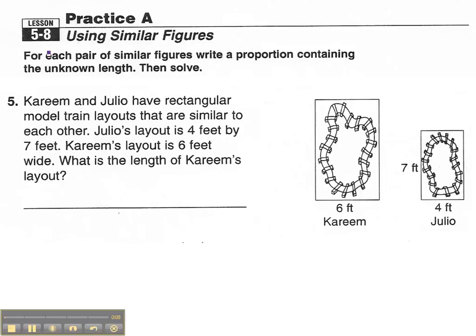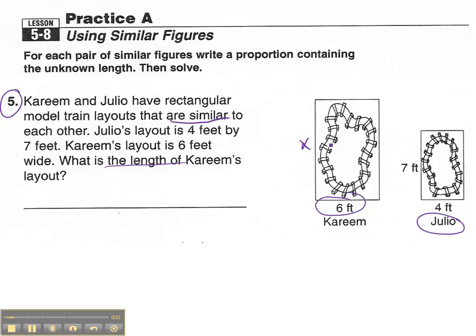The homework is 5-8, practice A. I'm going to do number 5. It says Kareem and Julio have rectangular model train layouts that are similar to each other. Julio's layout is 4 feet by 7 feet. Kareem's layout is 6 feet wide. What is the length of Kareem's layout? So we want to find this missing length, x.